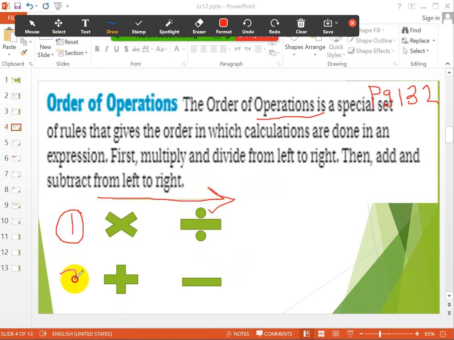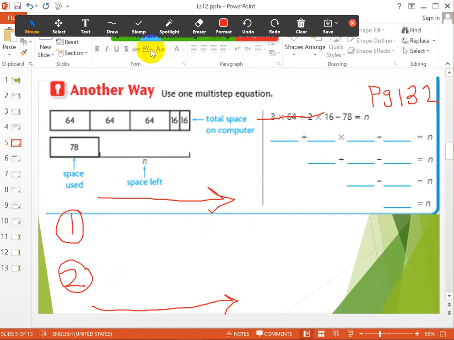Also, after multiplication and division, you will do the addition and subtraction, or the operations plus and minus, also from the left side to the right side. You have to save this order. Let's see an example.